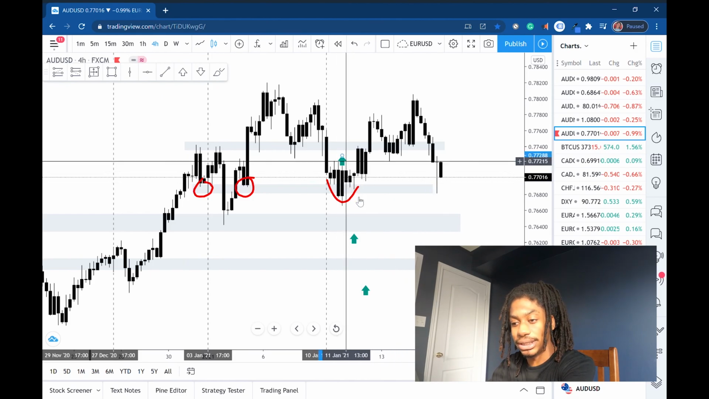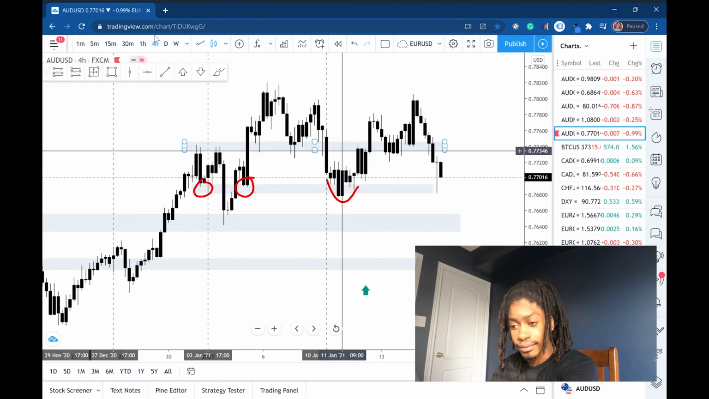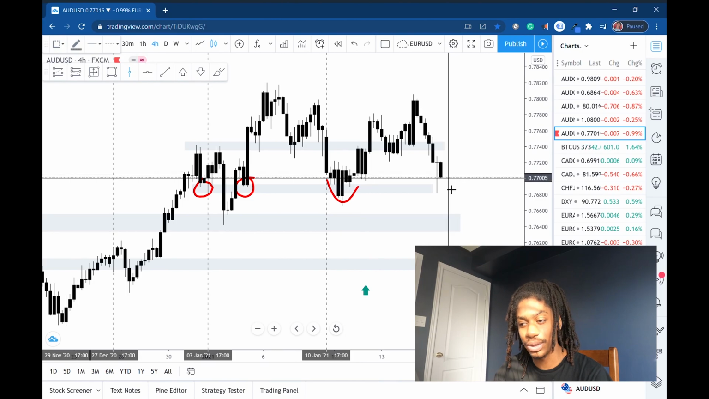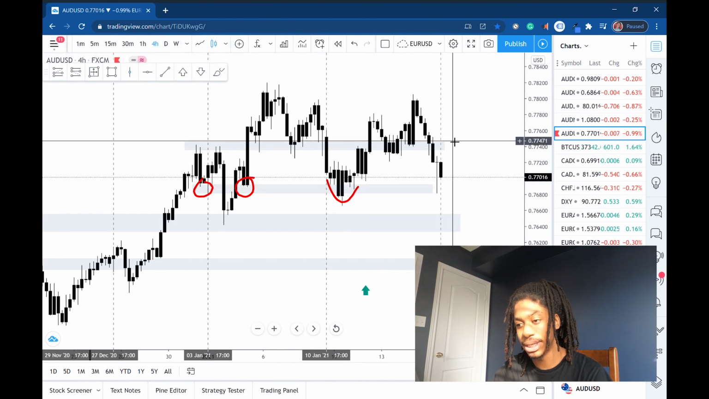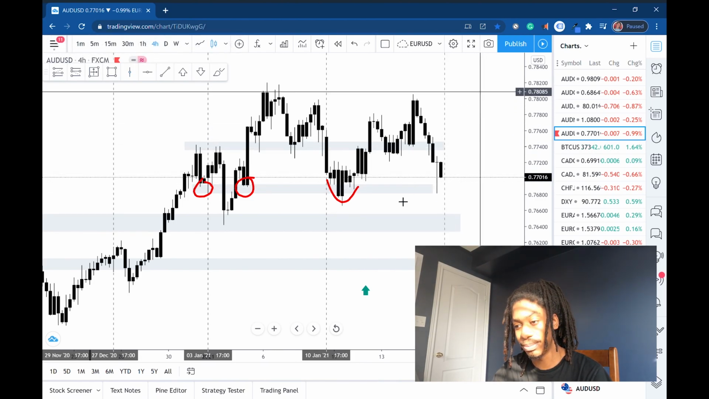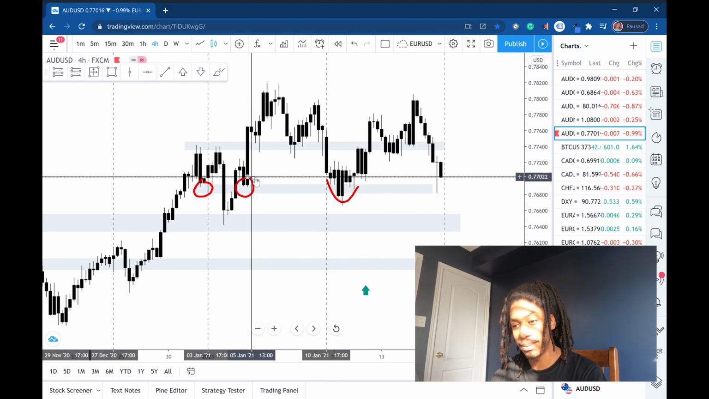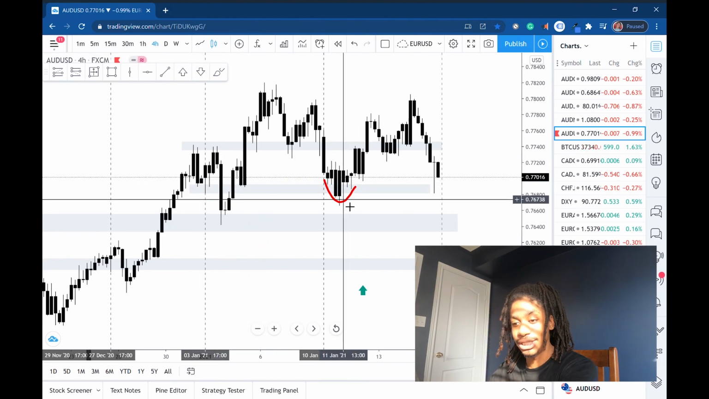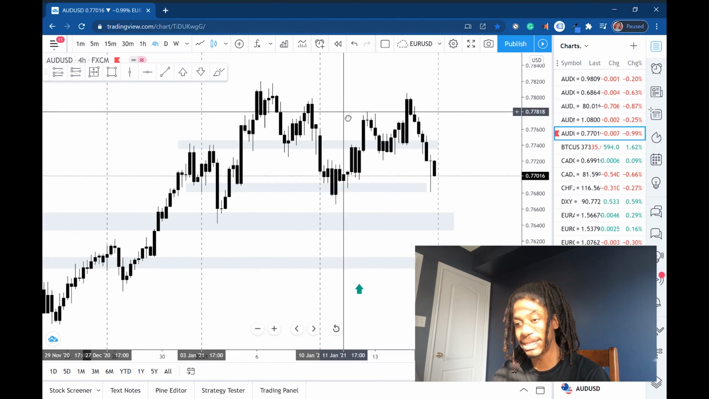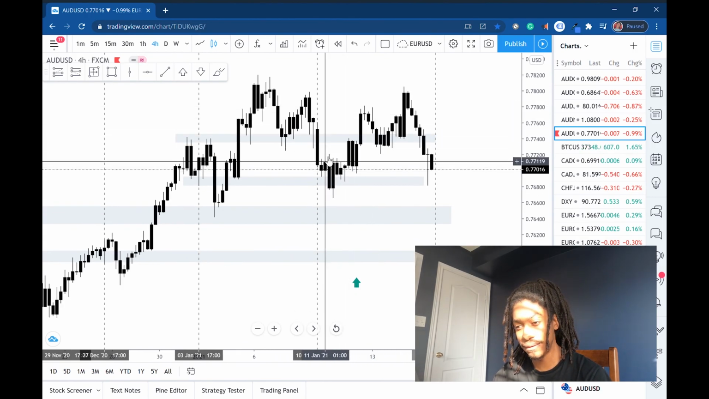Let's delete all these things. We don't really need this. One thing I do need for sure is another period separator right here. We know the week begins right here. And I will go through and actually delete these. Let's see if any of these zones are relevant for next week.